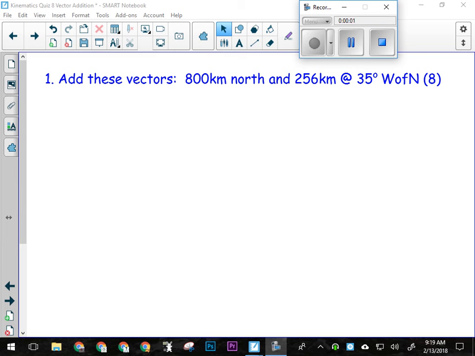Right, so our first problem here, guys, is we got 800 kilometers north, and then we have 256 kilometers at 35 degrees west of north. So my first line is just north, and it's 800 kilometers. And then my second vector is 256, but it's west of north.